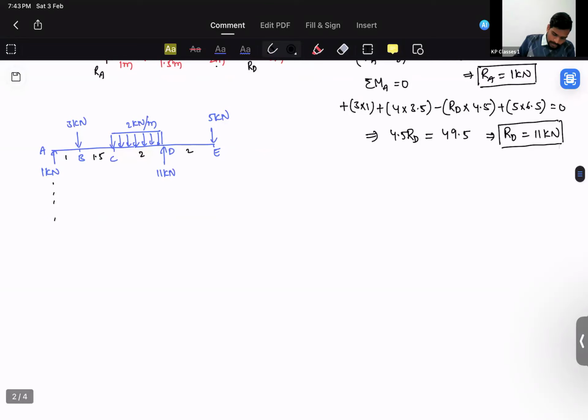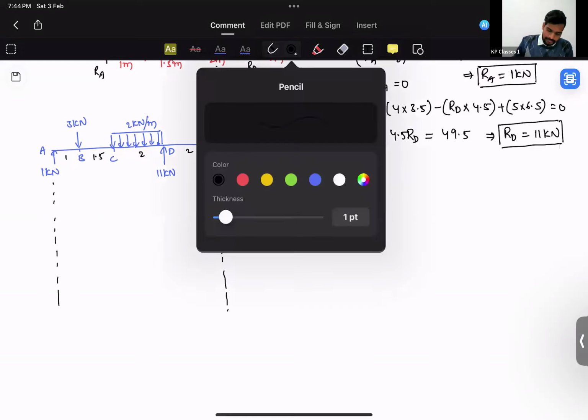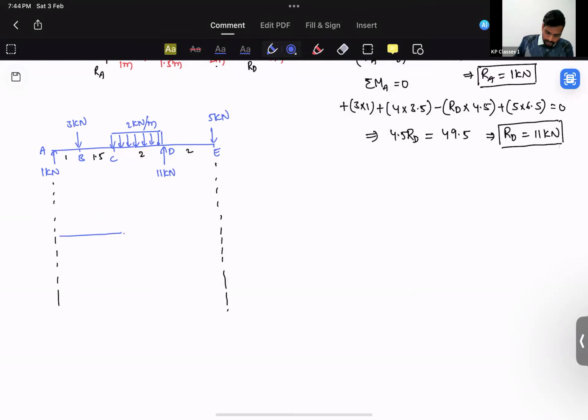First, let me draw the SFD, the shear force diagram. For that, I'll be using the loading diagram as the reference. So the shear force diagram first. You have a 1 kilonewton upward reaction acting at point A, so that will be positive 1 kilonewton, and that's constant till point B. At point B, there is a downward loading of 3 kilonewtons, so it would be reaching minus 2 over here at point B.